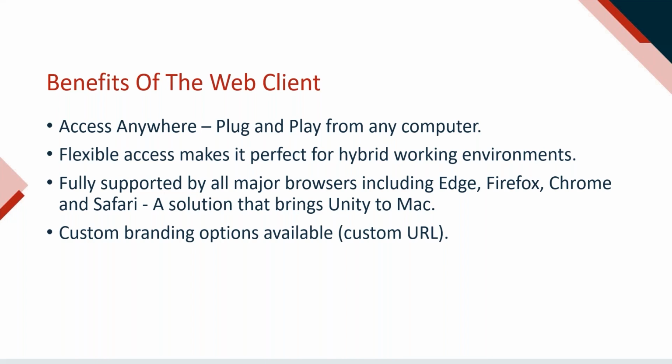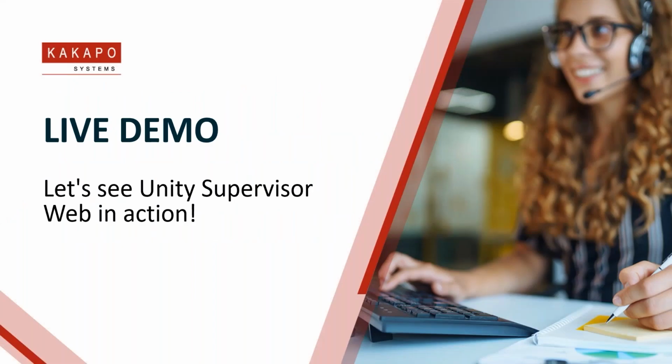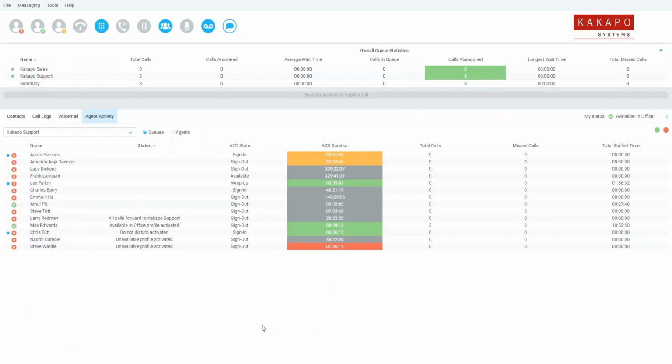The web client is also fully supported by all major browsers, including Edge, Firefox, Chrome, and Safari. And that last one, I wanted to point out Safari. The web client also brings a solution to Unity to Mac users or Apple users. And the last benefit here is we do have custom branding options available, just like all of our other clients, including creating custom URLs for the supervisor client as well. So instead of continuing to talk about it, I figure let's actually go take a look and let's start the live demo. So let me pull this up here.